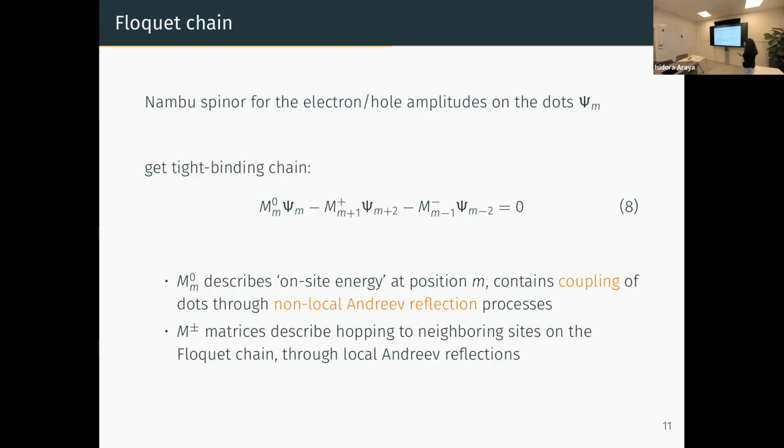So if I collect things in these matrices, psi m here is a Nambu spinor for the electron-hole amplitudes on the dots, and the M plus minus are like hopping matrices on the tight binding chain. So they contain the local Andreev reflections by which you gain or lose the quantum of energy. And the M0 matrix will contain this non-local coupling through the middle superconductor.